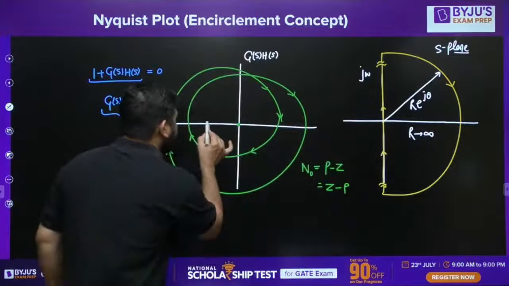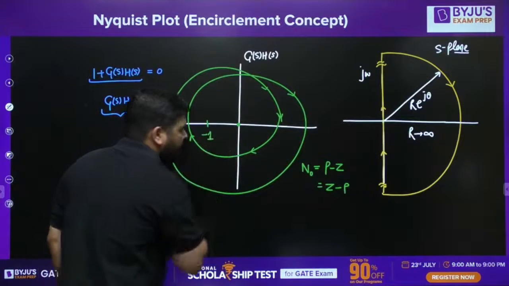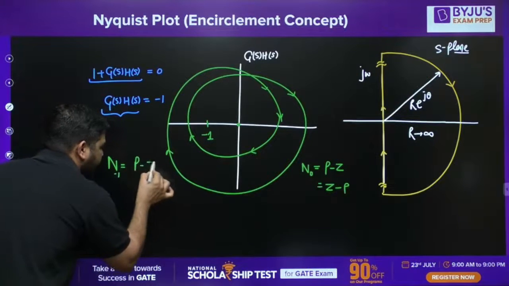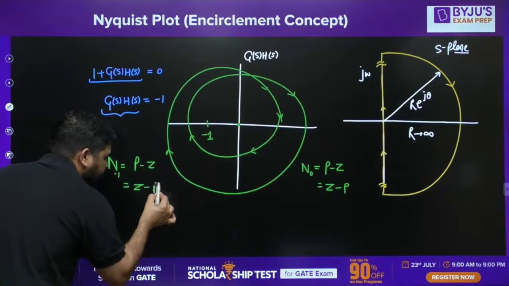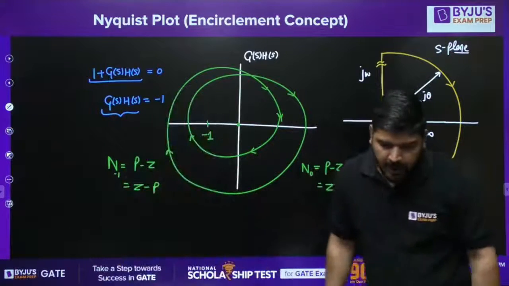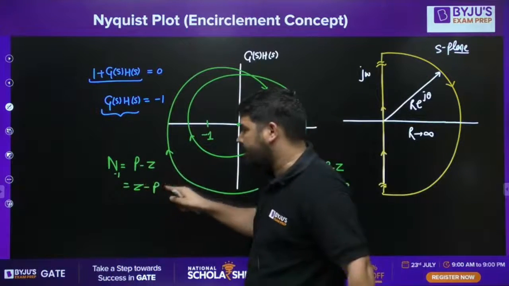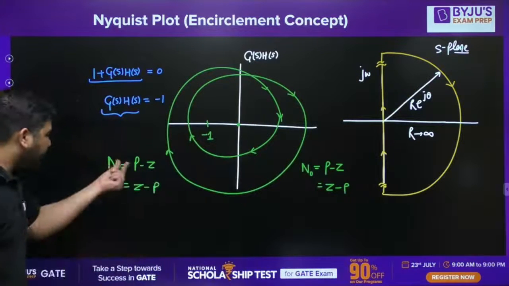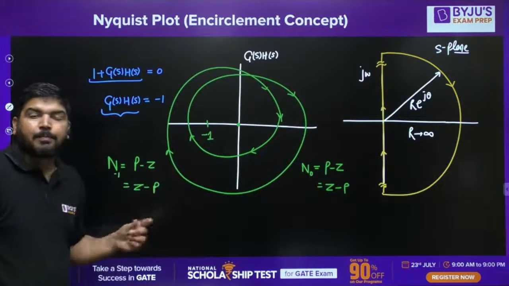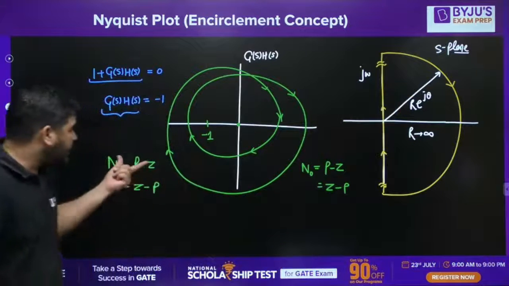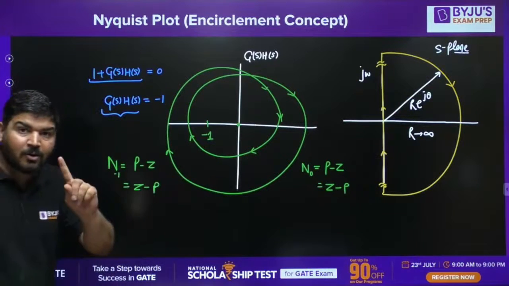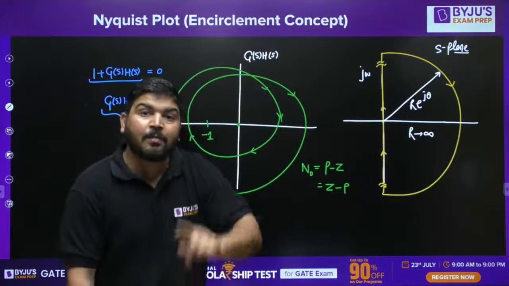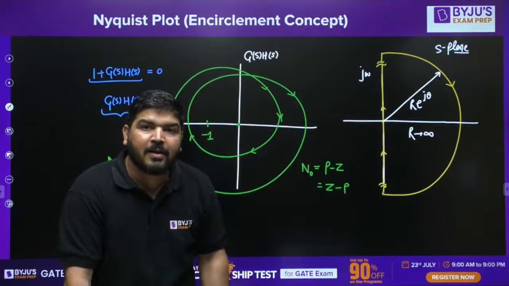But if you are looking at the encirclement of -1, then it will again be P minus Z or Z minus P. You have to take it positive. Either you write it like P minus Z or Z minus P, if you are looking at the encirclement of -1. Now this P and this Z are the poles and zeros of 1 plus G(s)H(s). They are not the poles and zeros of G(s)H(s). They are the poles and zeros of 1 plus G(s)H(s). Okay.